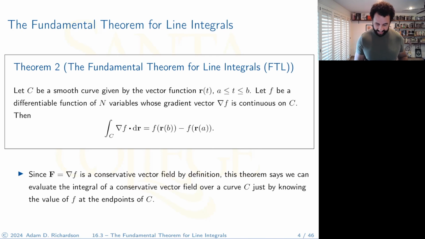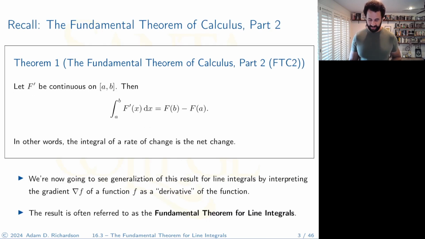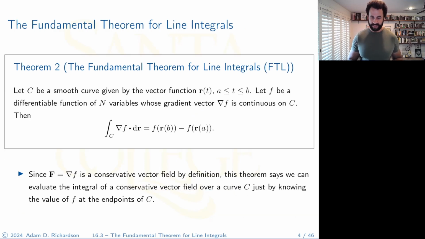Here it is. Let C be a smooth curve given by a vector function r of t. Let f be a differentiable function of n variables whose gradient vector del f is continuous on C. Then the line integral of the gradient of f over that curve is equal to the value of f evaluated at the endpoints of the curve, taking the difference of those values. Take a moment and look at how virtually identical this is to FTC2. It's like taking the integral of a derivative and then evaluating at the endpoints, just like this. Same kind of idea.